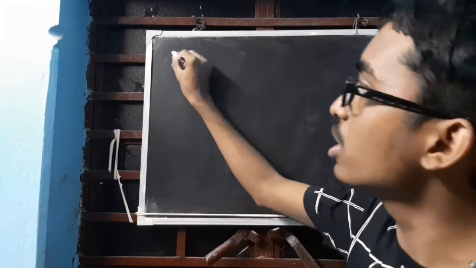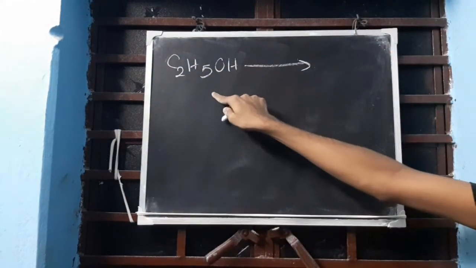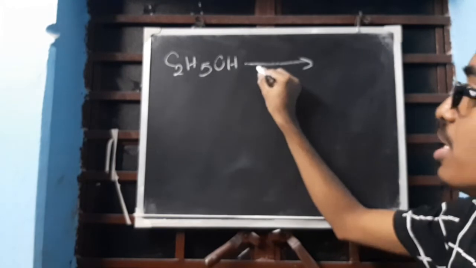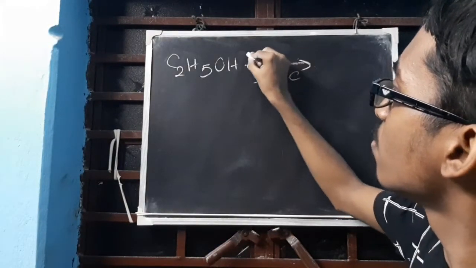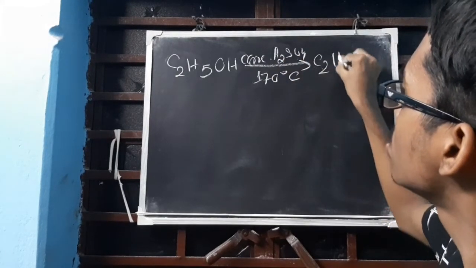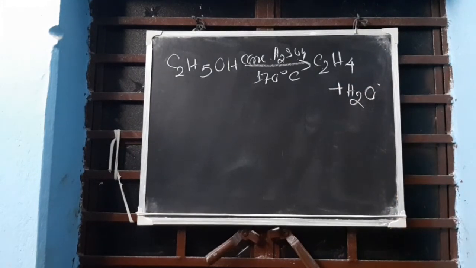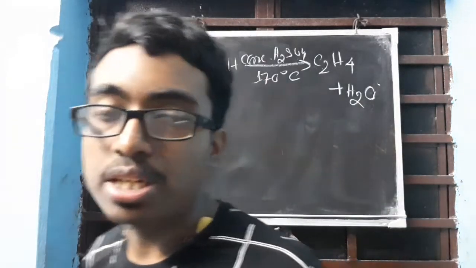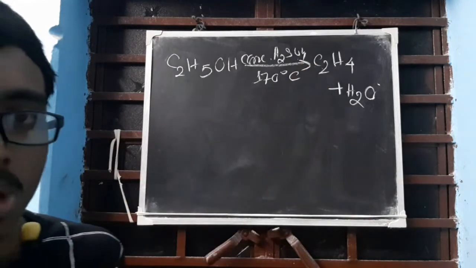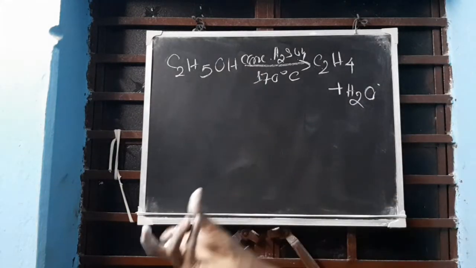Basically, ethyl alcohol is C2H5OH. When this C2H5OH, ethyl alcohol, is heated at 170 degrees Celsius in presence of concentrated sulfuric acid, then it gives rise to C2H4 plus water. Understood or not understood? When this is heated at 170 degrees Celsius, it will give rise to this. Okay, understood? Clear? Now in your book directly it's not given, it's given in a different way.